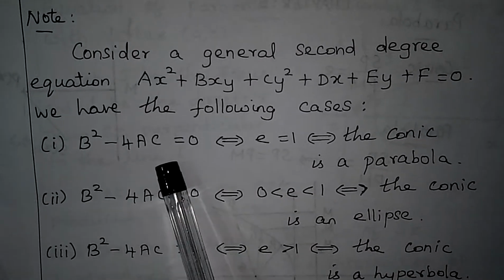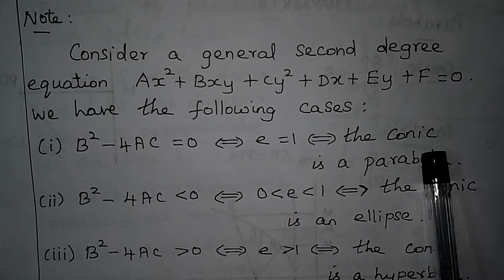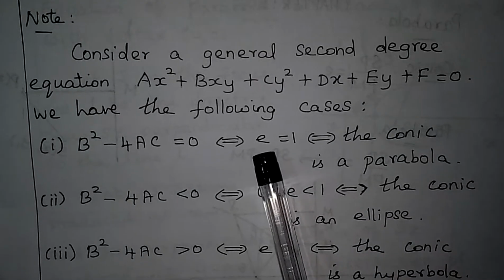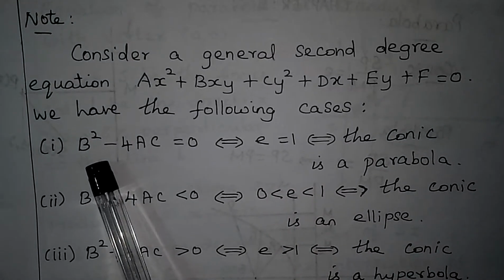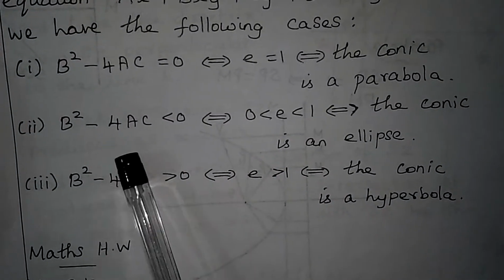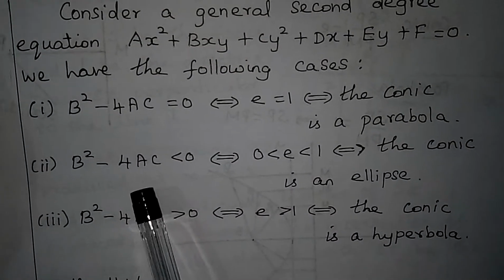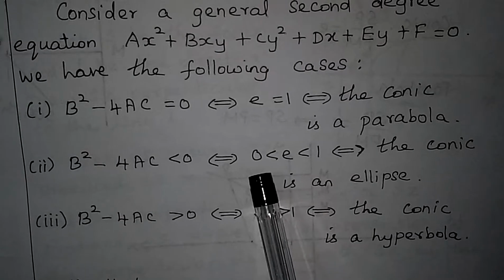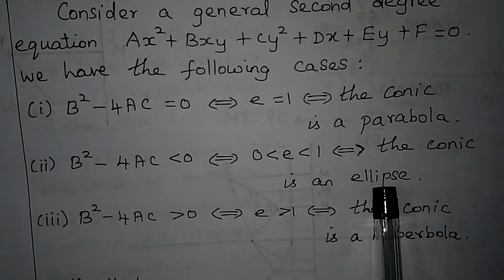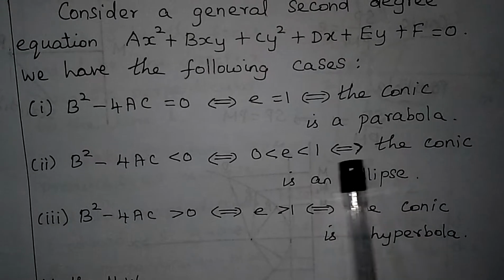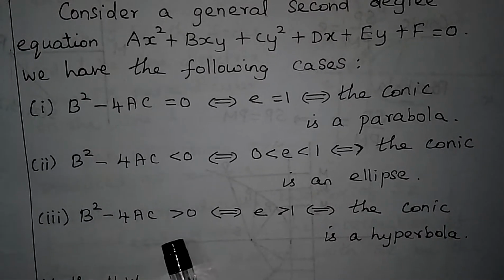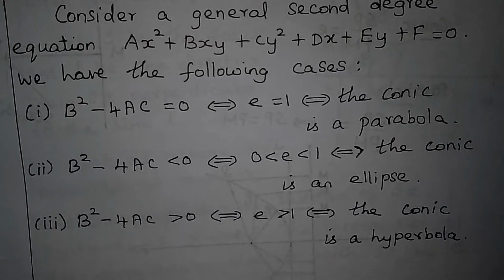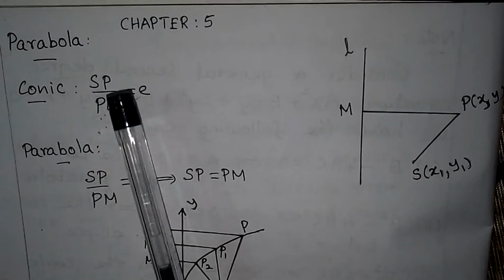So b square minus 4ac equal to 0 means the conic is a parabola. Or you can say, if the conic is a parabola, then E is equal to 1 and b square minus 4ac equals 0. Same way, for an ellipse, b square minus 4ac is less than 0, or E value lies between 0 and 1. It will not be negative. Then b square minus 4ac greater than 0 means E value will be greater than 1 and the conic will be a hyperbola.